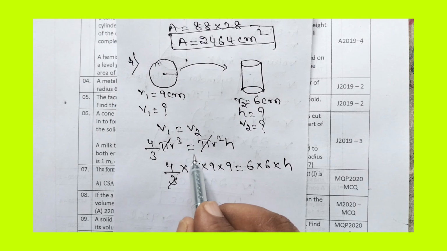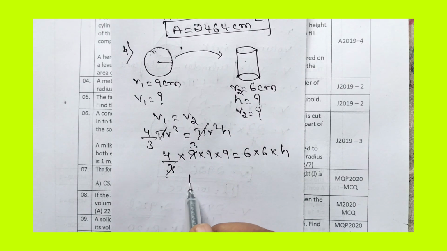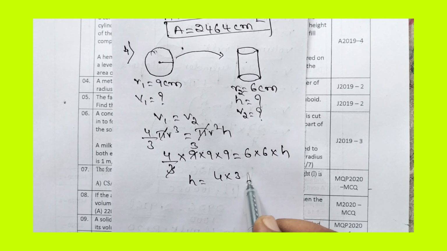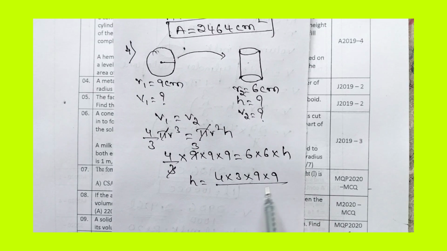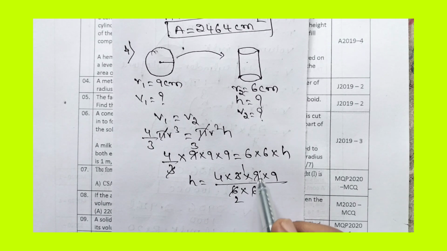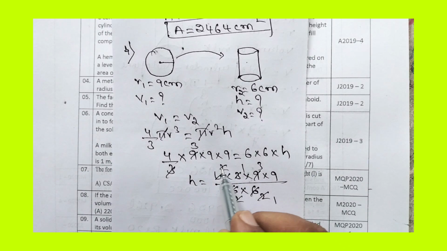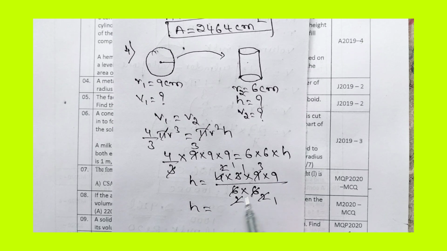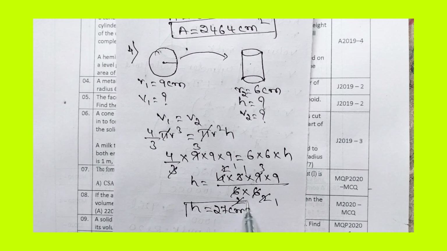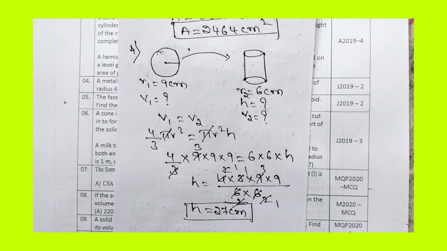So 3 ones are 3, 3 3s. Now H is equal to 4 into 3 into 9 into 9 divided by 6 into 6. So 3 ones are 3, 2 3s are 3 2s, 2 ones are 2, 2 ones are 2. So height of the cylinder is equal to 9 into 3, 9 3s are 27 centimeter. So 27 centimeter is the height of the cylinder. Like this we have to find out the height of the cylinder. This is 4 marks question.